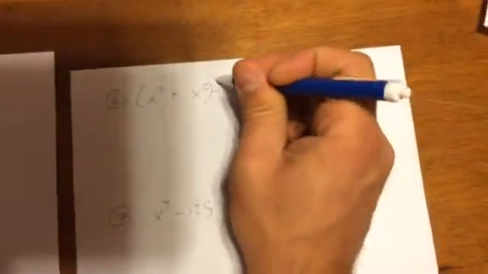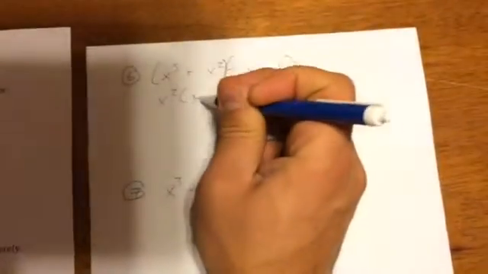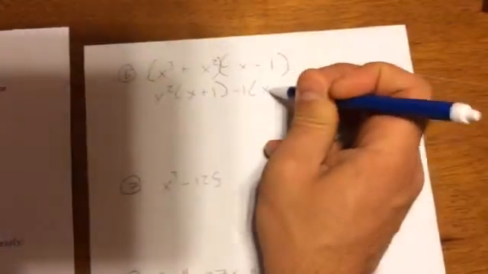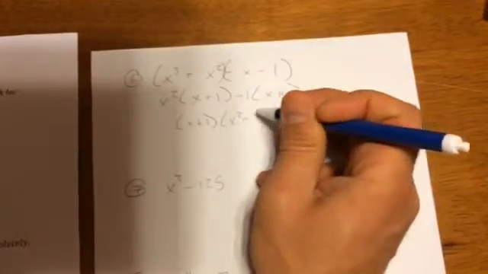Number 6 is asking me to factor it. Since there's 4 terms, I'm going to factor by grouping. What I can divide out of both of these is an x squared, which leaves me with x plus 1. What I can divide out of both of these is negative 1, which leaves me with x plus 1. Since these are the same, it's one factor. What's on the outside becomes the other factor.